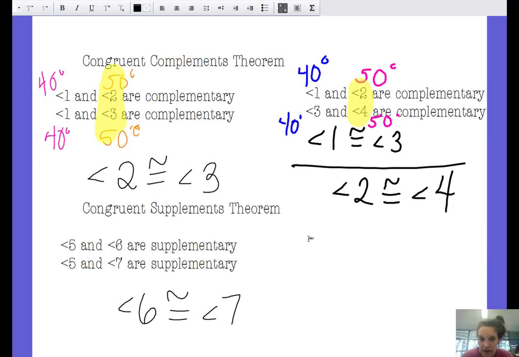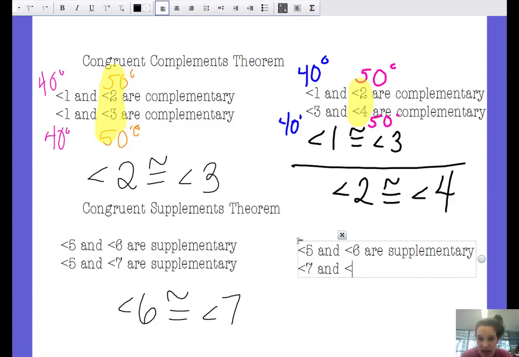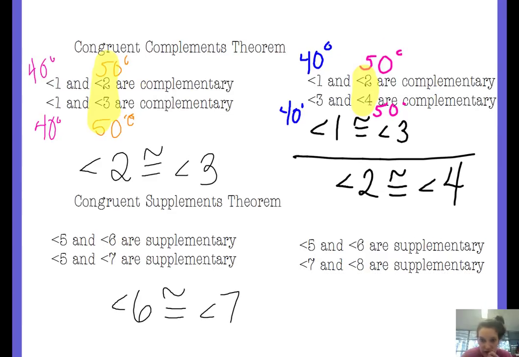Or another iteration would be angle 5 and angle 6 are supplementary, angle 7 and angle 8 are supplementary. And then if I told you angle 6 was congruent to angle 8, if 6 and 8 are congruent, then that would mean 5 and 7 were congruent by the congruent supplements theorem.